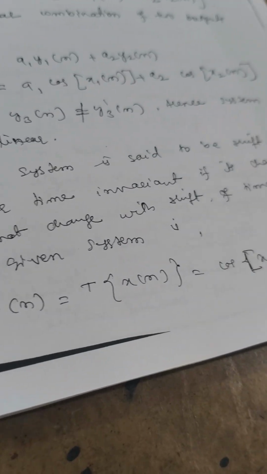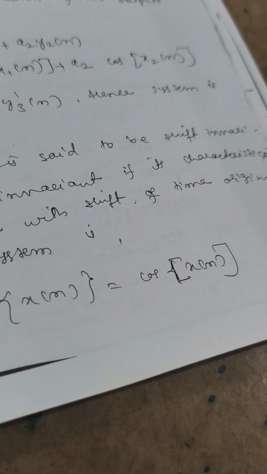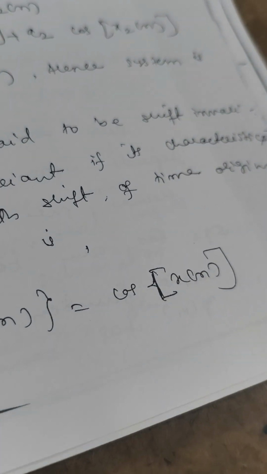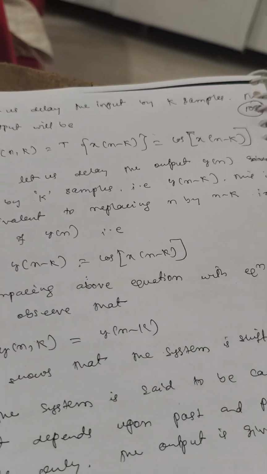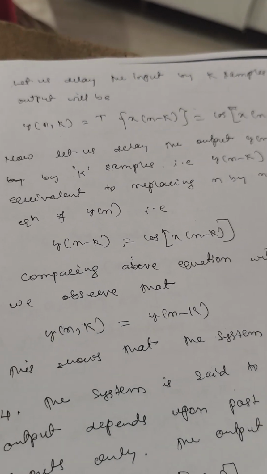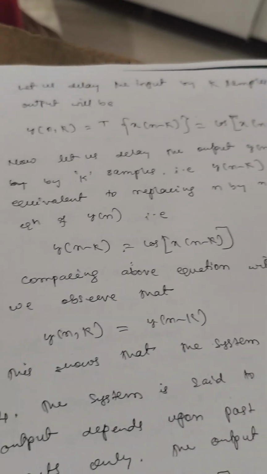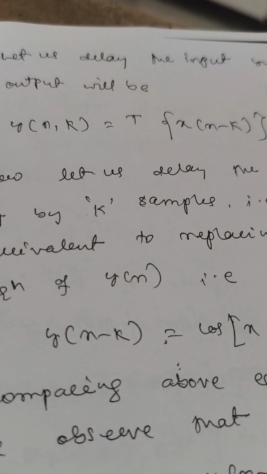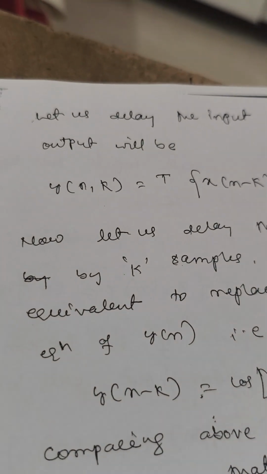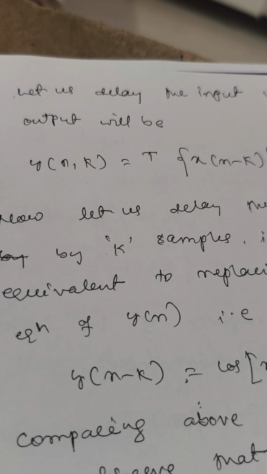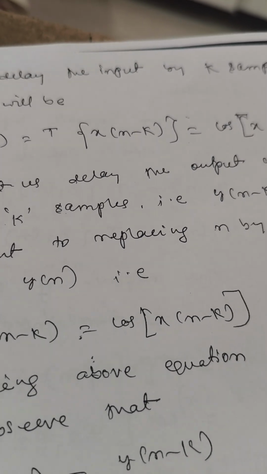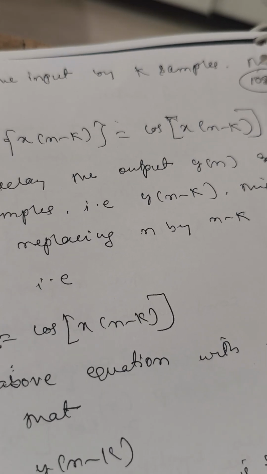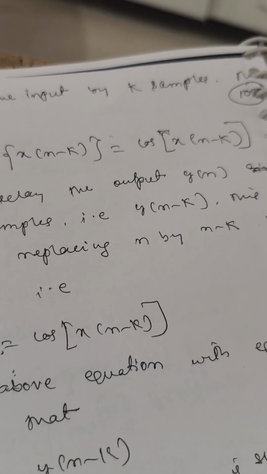Then y of n equal to cos x of n. For this, what we'll do is shift the input. Let us delay the input by k samples. Then the output, which we call y of n comma k, equals the function of x of n minus k. Therefore, here the output is cos x of n minus k.